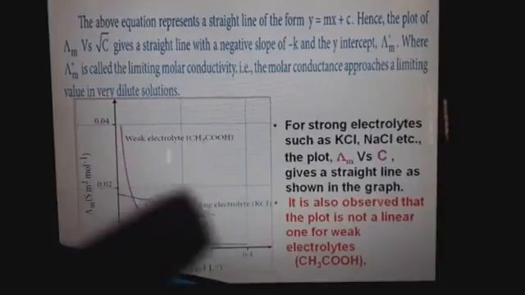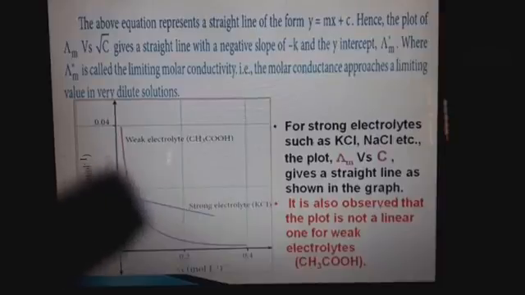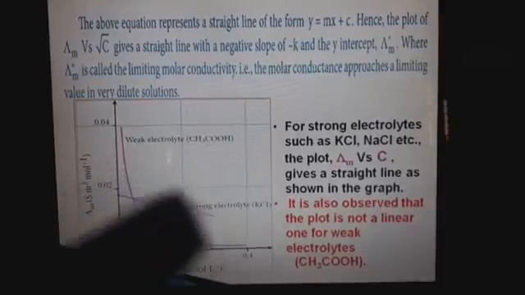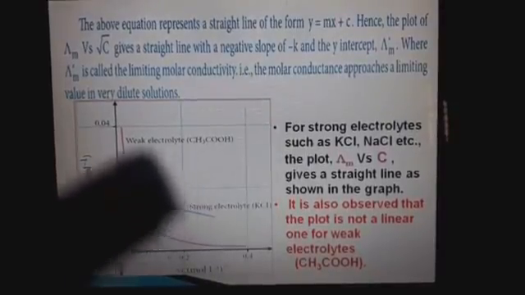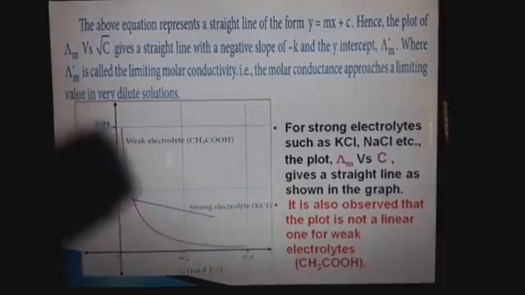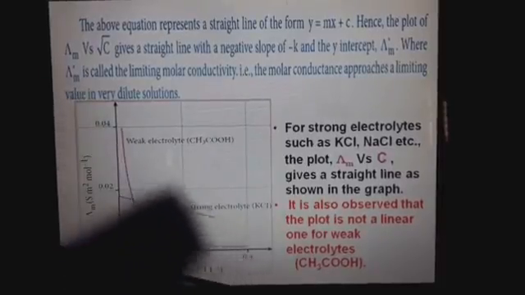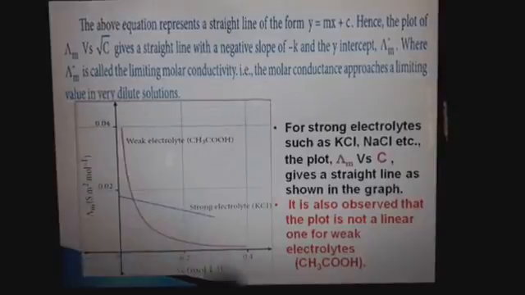For strong electrolytes such as potassium chloride and sodium chloride, the plot of lambda m versus root c gives a straight line, as shown in the graph. It decreases gradually along the straight line. But for weak electrolytes, the value decreases with increasing concentration. The lambda m value decreases with increasing concentration.